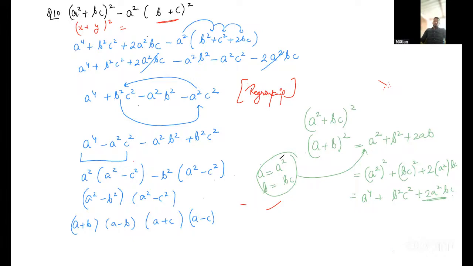Understood, guys? No, still some have doubt. Please ask me, guys. Yes, Abigail. The textbook is giving a different answer, so please tell me. The textbook's answer is a square plus bc plus ab plus ac, and then within bracket a square plus bc minus ab minus ac. Let me check.